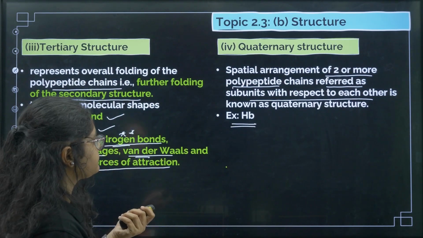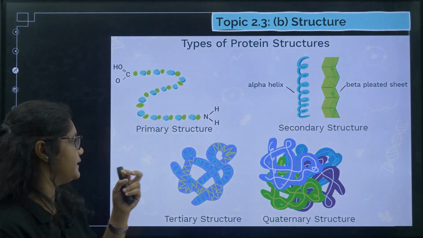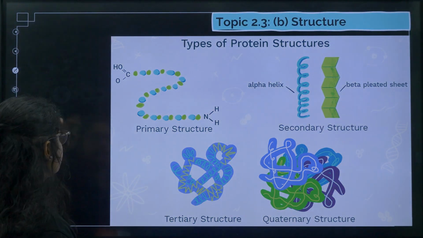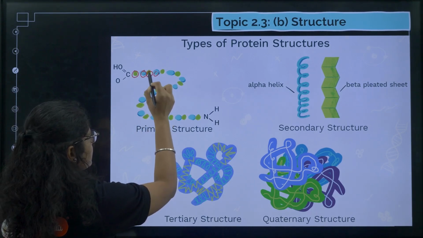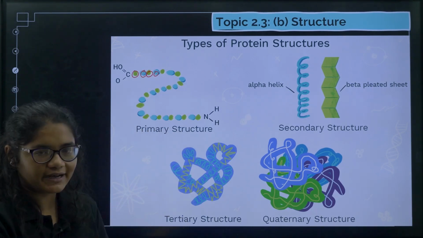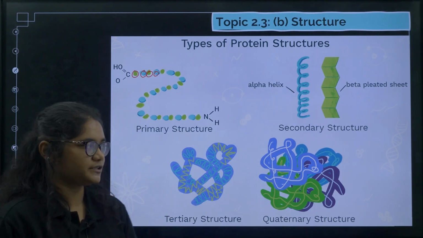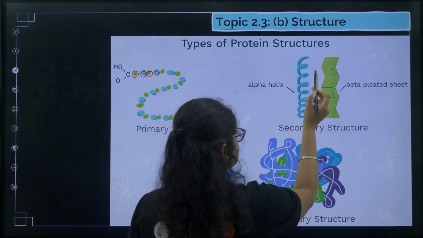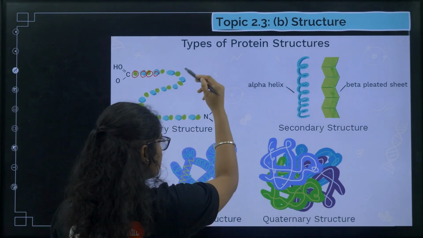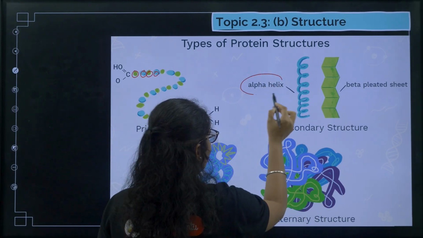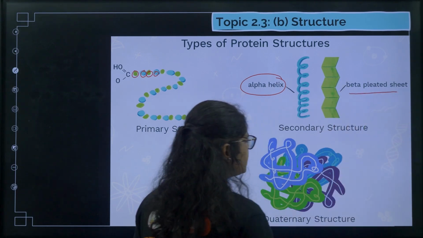Next, we can just see all these structures once in detail. In primary structure, these are the different amino acids. A single straight chain of amino acids is taken, and that is called your primary structure. Now these amino acids can coil around. This polypeptide chain will coil, that will give you alpha helix, or it can be present in the form of sheets, we call it beta pleated sheets.